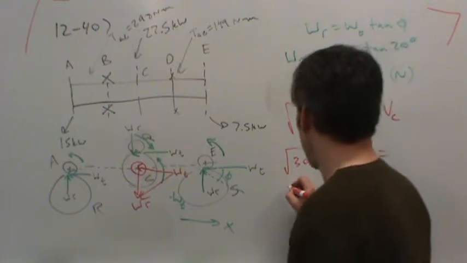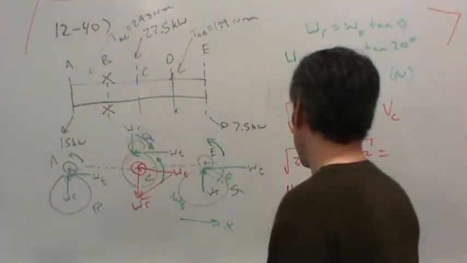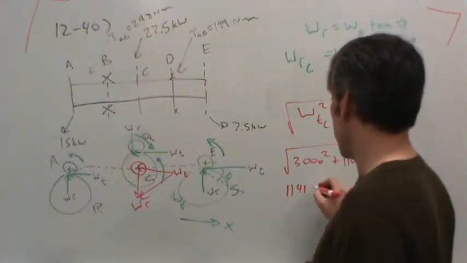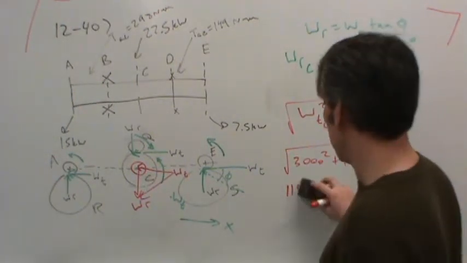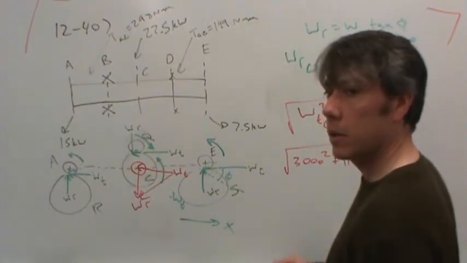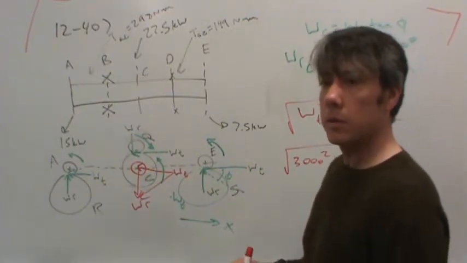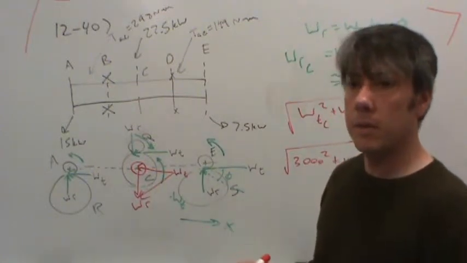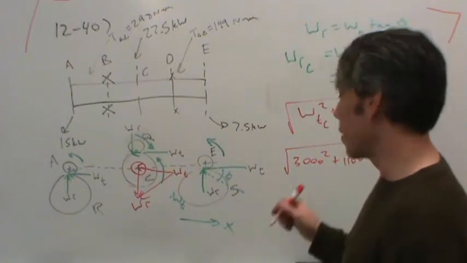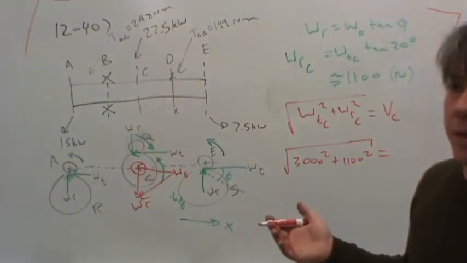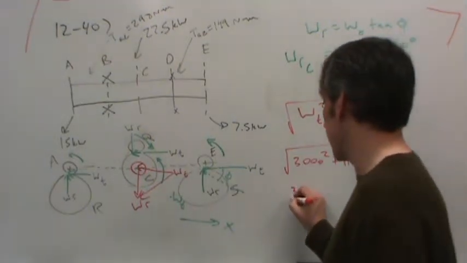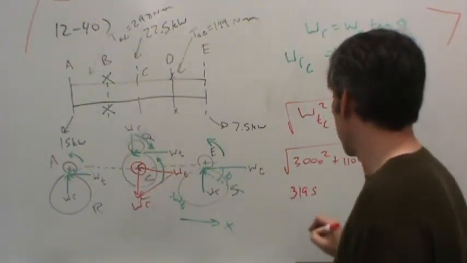I got 11,401. No? Anyone second that? You should get something closer to 3,000. It has to be more than 3,000. I got 31.95. 31.95, that sounds reasonable. Is that 1,100? Oh, I put 11,000.